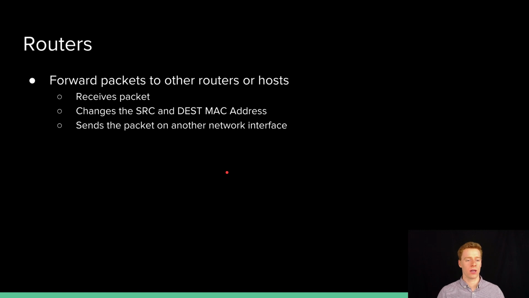So routers. Routers forward packets to other routers or hosts that are connected to them. For example, think of your home network, where you have your router and your fiber internet and your end user devices, your home network basically. That's a router. It's going to take the information from one network, the WAN, your internet service provider, and it's going to receive a packet.